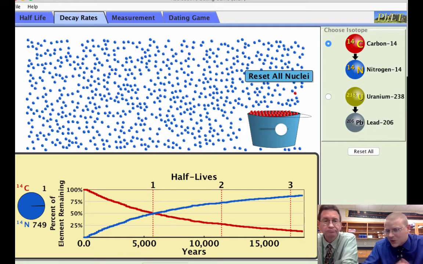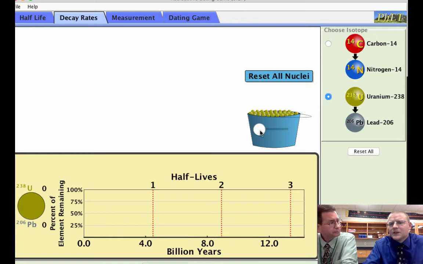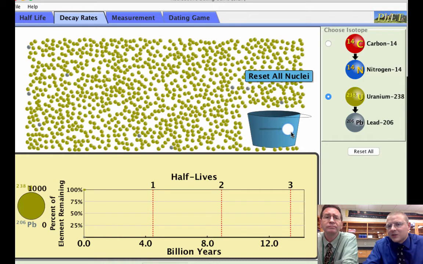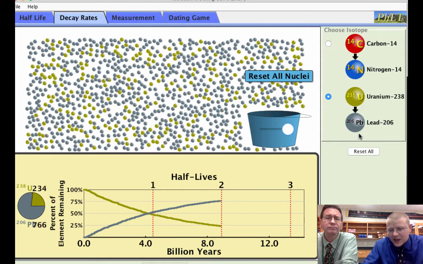Well, what's the difference between carbon and, say, uranium? It's the length of the half-life. When I switch over to uranium, you're going to see the same trend. I'm going to throw a bunch of uranium atoms here. Uranium decays into lead, and the same graph shape occurs between the amount of uranium left and the amount of lead that is created.